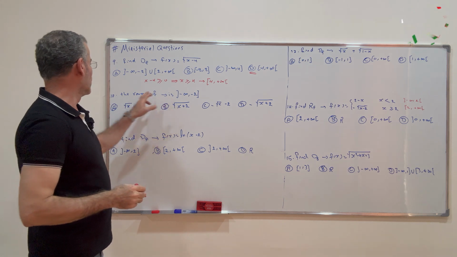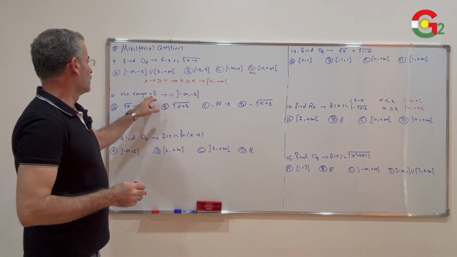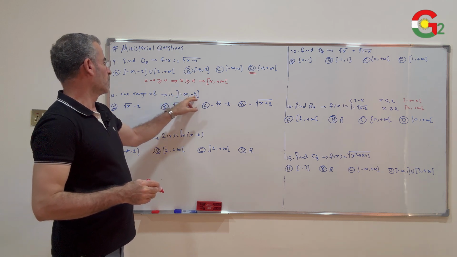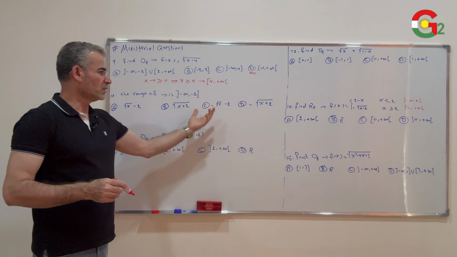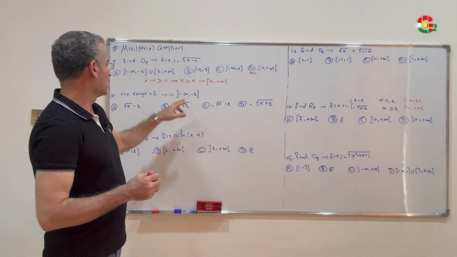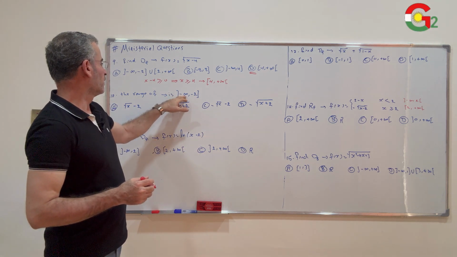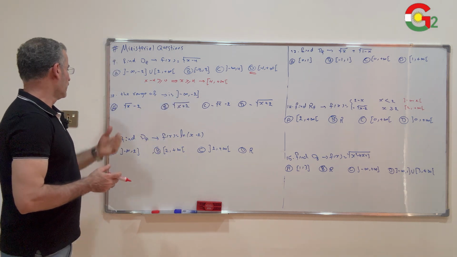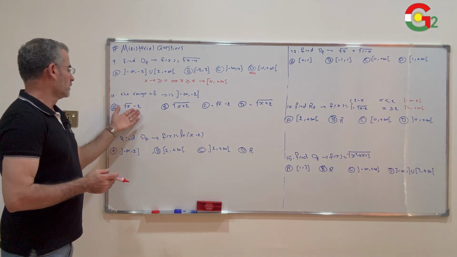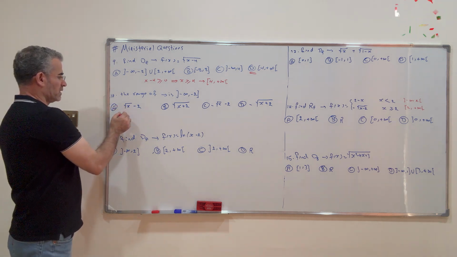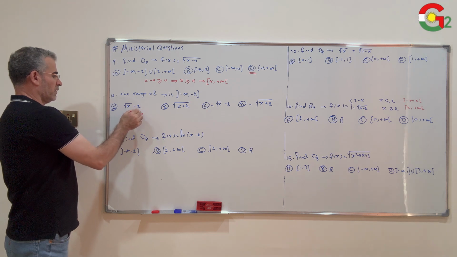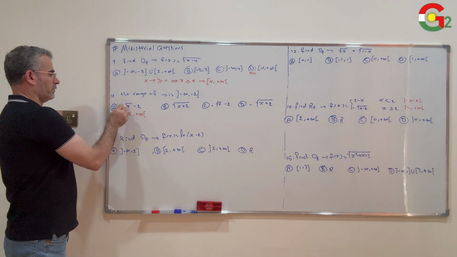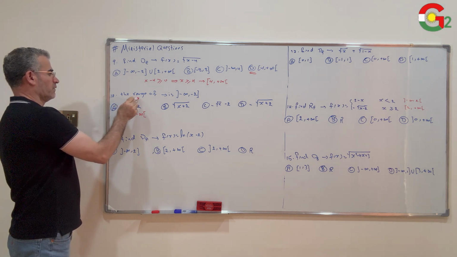Find the range of the function, which is negative infinity to -2. Which function of these 4 functions has a range equal to negative infinity to -2? The first function: the range of the first function is -2 to positive infinity, because the domain of the square root here is 0 to positive infinity.